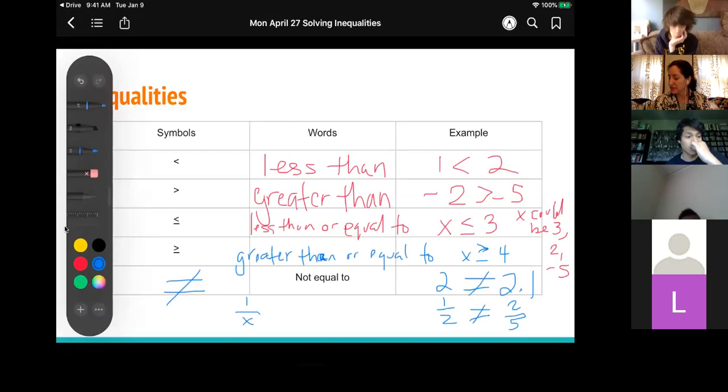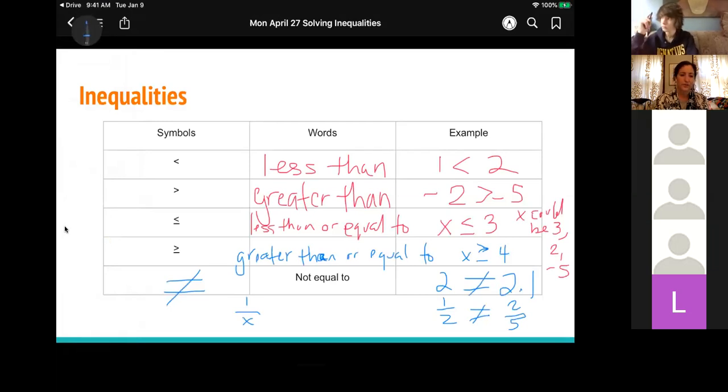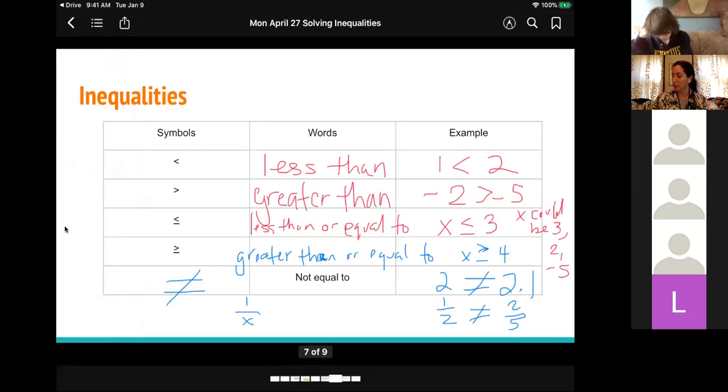So this not equal to, we're not going to use that a ton right now, but I at least wanted it to be out there for you for later. As you get more advanced in your mathematics, you'll know what that is. Good question. All right. So we are going to do a little exploration with this.